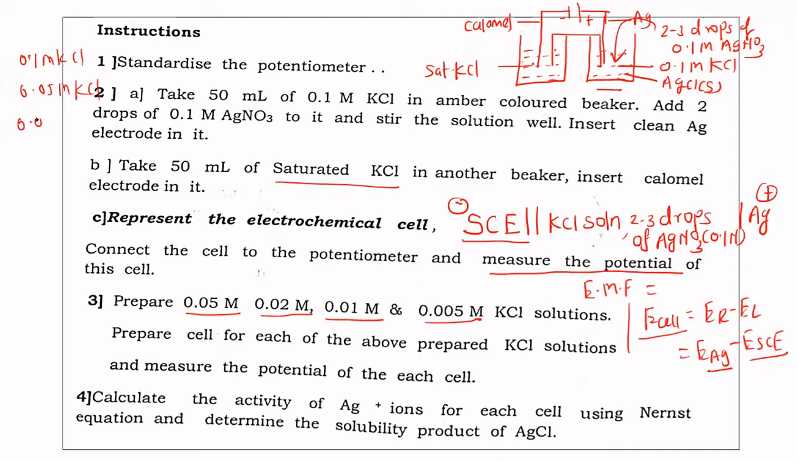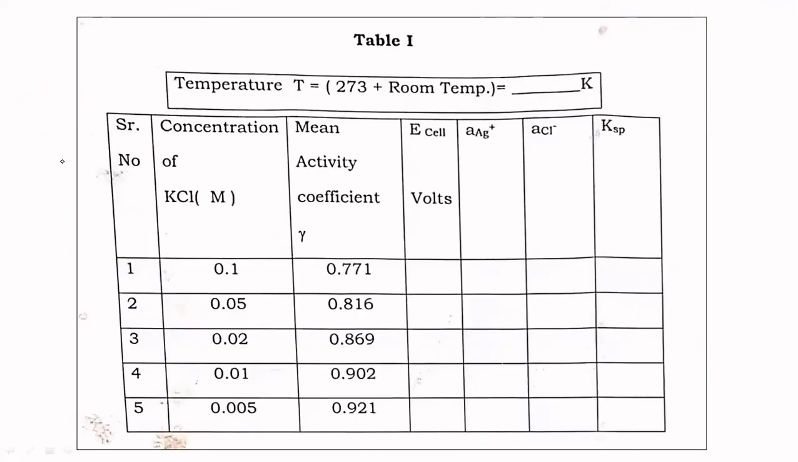The third solution we have to take is 0.02 molar in the beaker. The same process we have to repeat. The fourth one is 0.01 molar, and the last concentration is 0.005 molar. So in this way, we have to take the 5 readings. So let us show the observation table here.